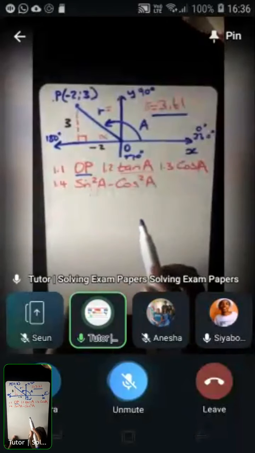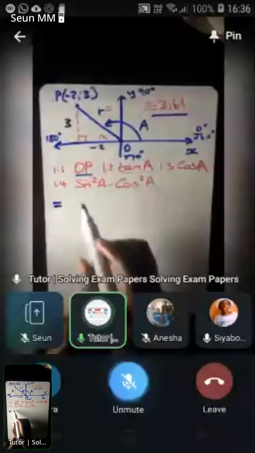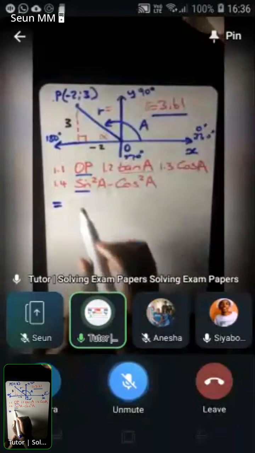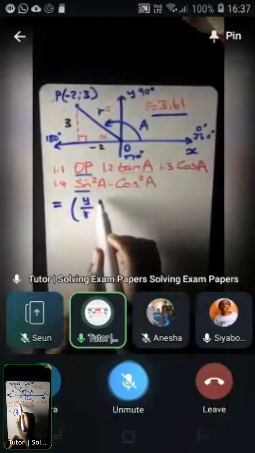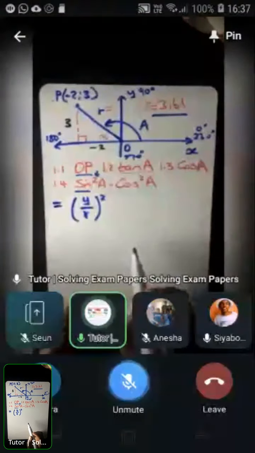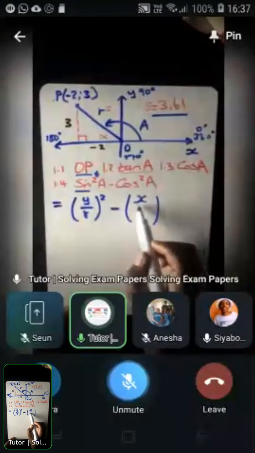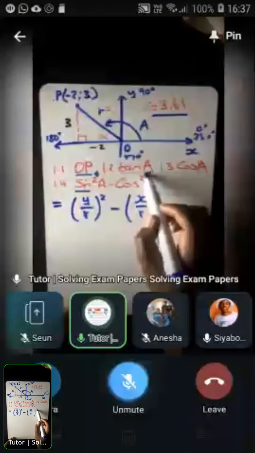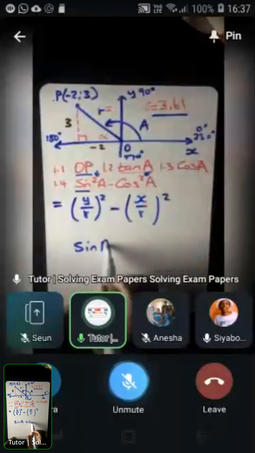So let's now move on to question 1.4. In this case, we need to know the ratio for sine. What is the ratio for sine, guys? We know the ratio for sine is y over r. That squared is that one over there. Then you say minus, what is the ratio for cos? This is the ratio for cos. That squared is that one. So that means if the question was just sine A, maybe plus cos A.